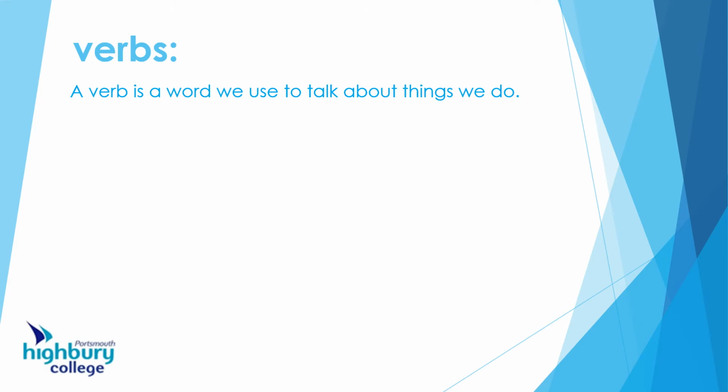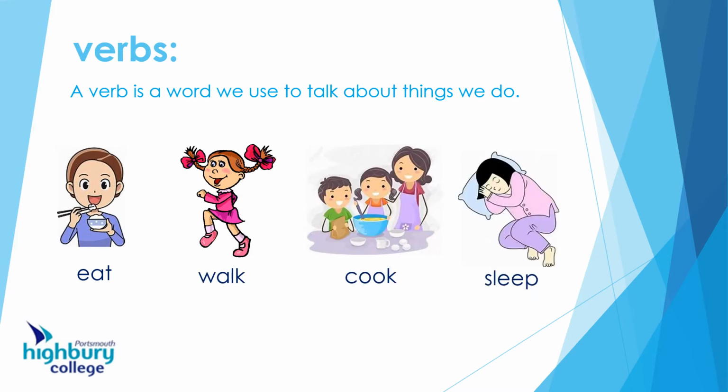Let's look at verbs. A verb is a word we use to talk about things we do. If we don't have verbs in English, you can't tell anybody what you're doing or what they must do. So they're very important. There we go, 4 very, very important verbs.